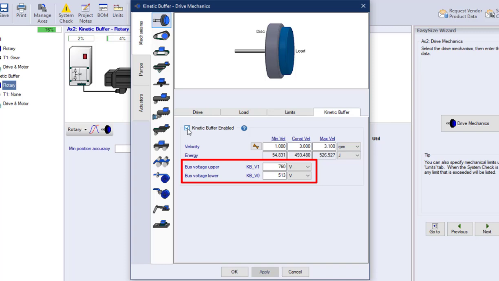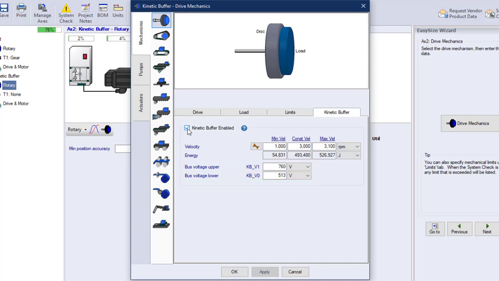Of course, this is only relevant if there is a lot of stored energy in the machine when the power loss occurs. When the DC bus decreases to the lower voltage limit, the kinetic buffer engages, and the drive decelerates the flywheel to feed energy from the flywheel to the DC bus as needed to maintain the lower voltage limit. This is done until the flywheel reaches 0 velocity, which is not desirable. If 0 velocity is reached, an alarm occurs in system check.